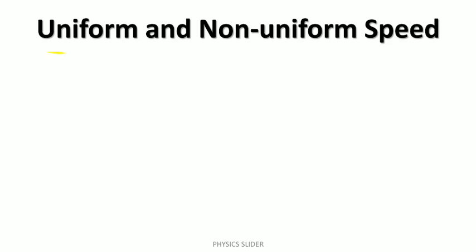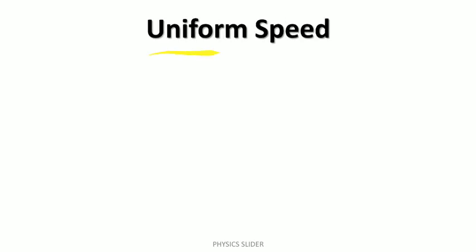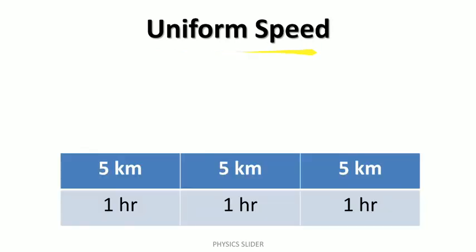Now let's talk about uniform and non-uniform speeds. Watch here, uniform speed. Here is an example of distance traveled. An object which travels 5 km in the first 1 hour, again 5 km in the next 1 hour, and again 5 km in the next 1 hour. So this object travels equal distances in equal time intervals. Then the speed of the object is said to be uniform speed, and the motion is called uniform motion.